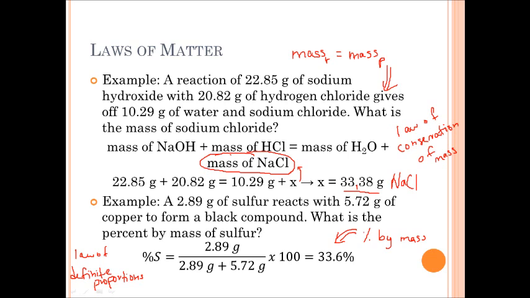So, in this question, we have 2.89 grams of sulfur that reacts with 5.72 grams of copper to form a black compound. They want to know what is the percent by mass of sulfur. So we take the mass of sulfur, which is 2.89 grams, we take the total mass, which we get by adding the 2.89 grams to the 5.72 grams, and we multiply by 100. When we do that, we end up with 33.6%, or 6% sulfur.